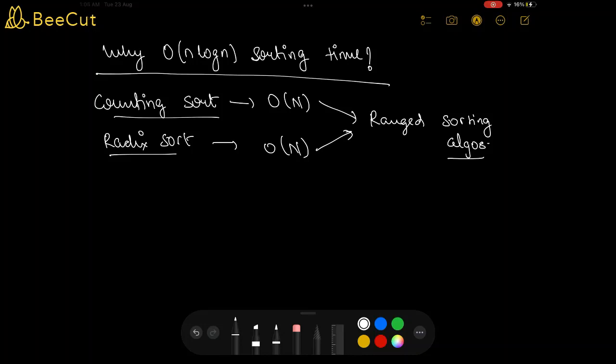So for example, if the input elements are from 1 to k, then counting sort will work perfectly. And if the input elements are from 1 to n squared, then radix sort will work efficiently.